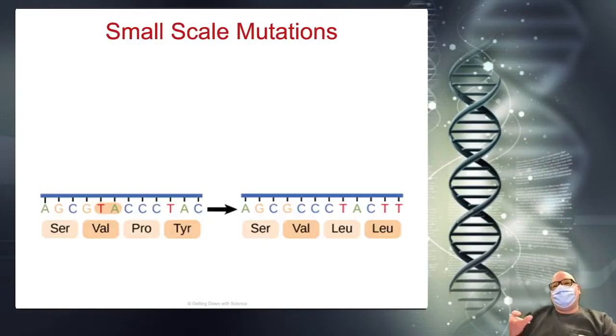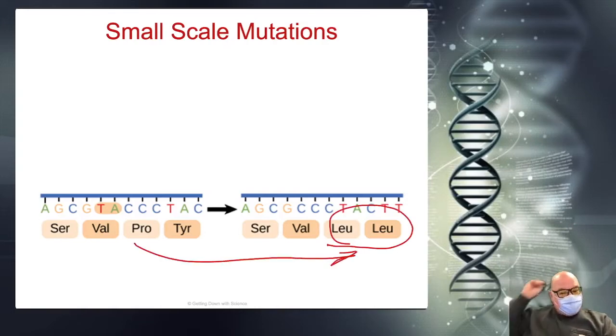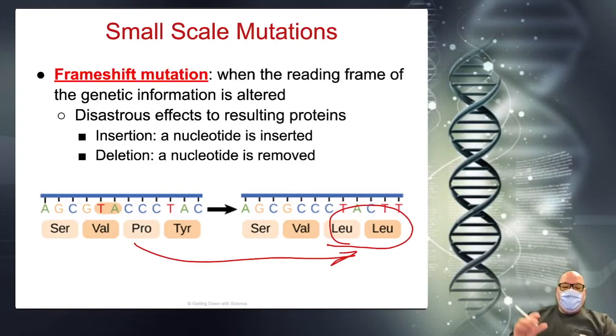Okay, let's look at some pictures here that explain small-scale mutations, all right? Let's say we have this change right here. We see this right here, and we insert this right here. Everything after that is going to be different, okay? So that's a small-scale mutation called a frameshift, okay?